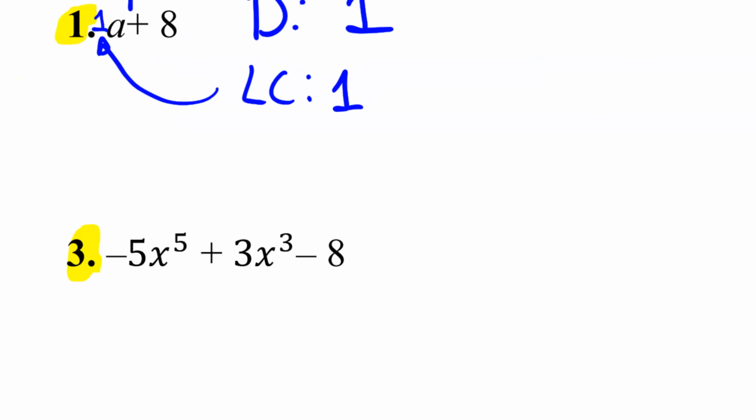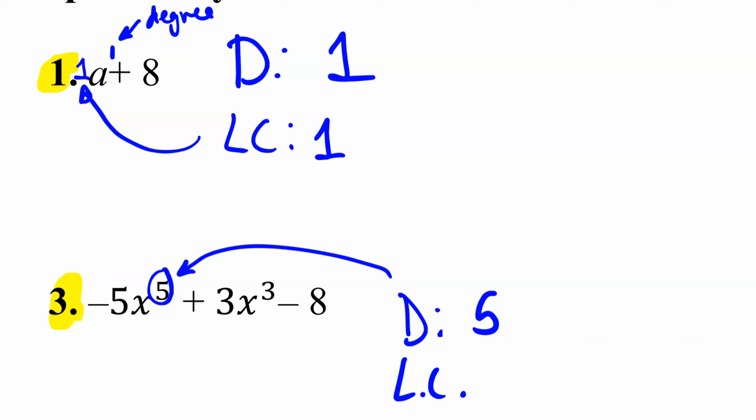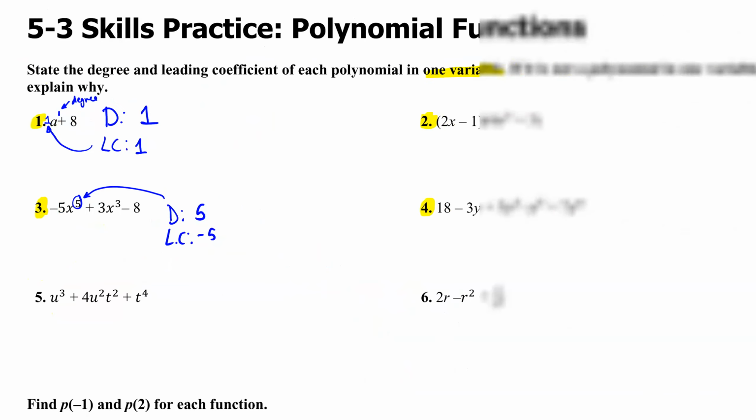Let's do number 3 first. Lauren, what is the degree here? 5. Perfect, because it's the highest exponent. Then the leading coefficient, Ruby. Okay, -5. Here we go. We feel confident with this stuff? Okay, well, let's go to the harder one.